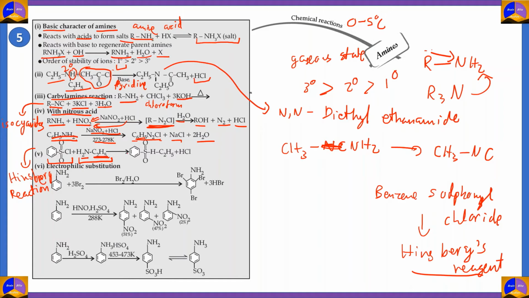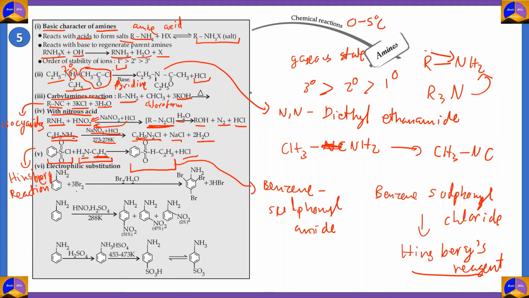Now this forms N-ethyl benzene sulfonyl amide. So here we have an amide, and this amide is known as benzene sulfonyl amide, plus HCl.